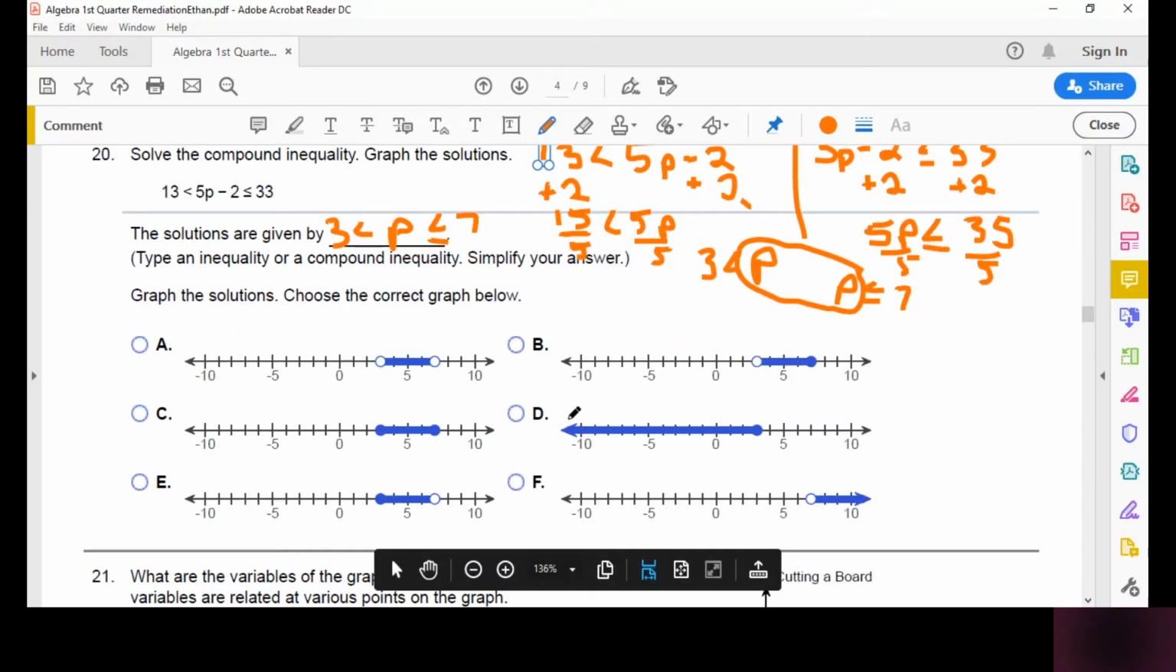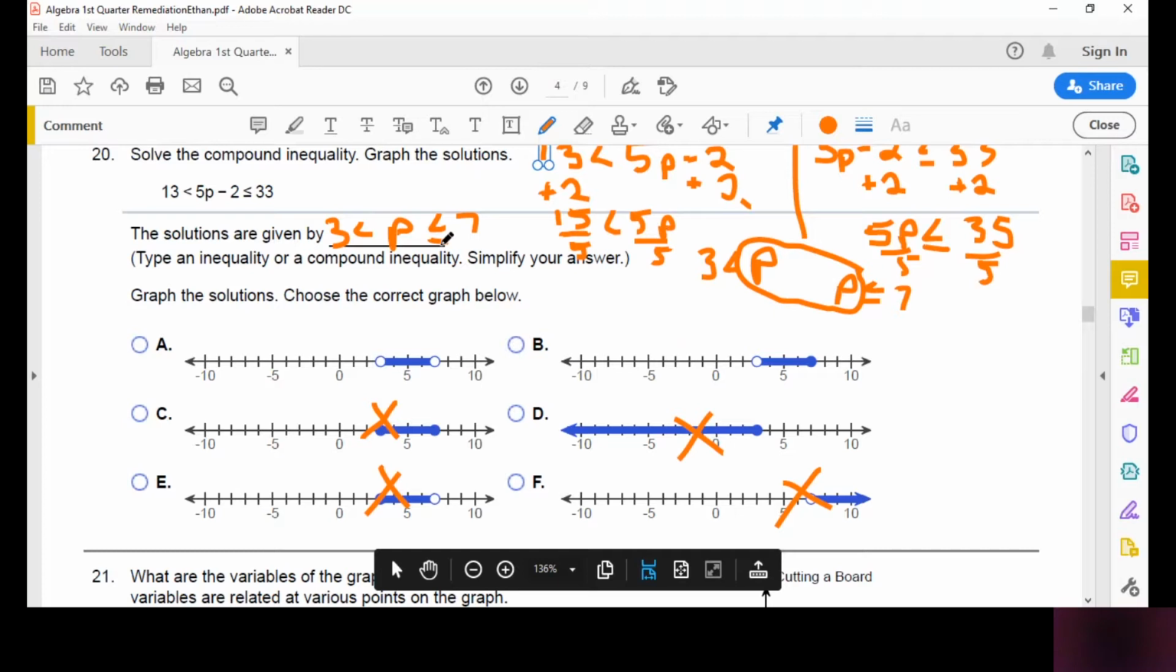And then we also have to graph it. So this symbol here says what? Open or closed dot? Well, the less than symbol is an open dot. So there should be an open dot at 3. Well, here's an open dot at 3. Here's an open dot at 3. Not this one. This is a closed dot. That's a closed dot. So it's between these two.